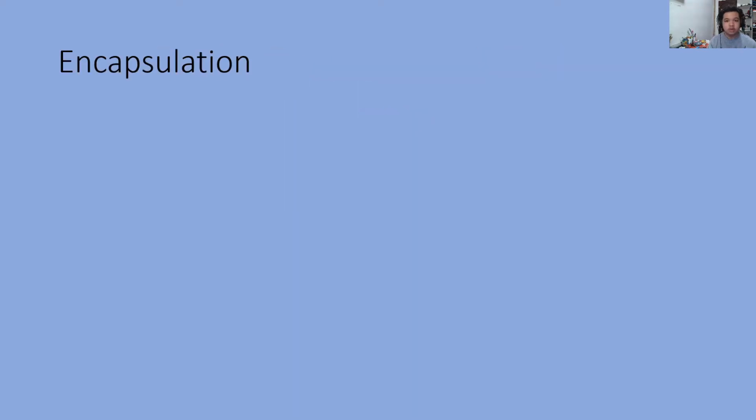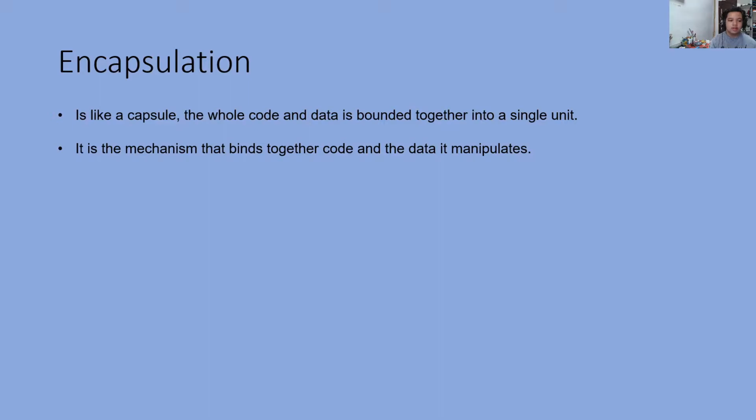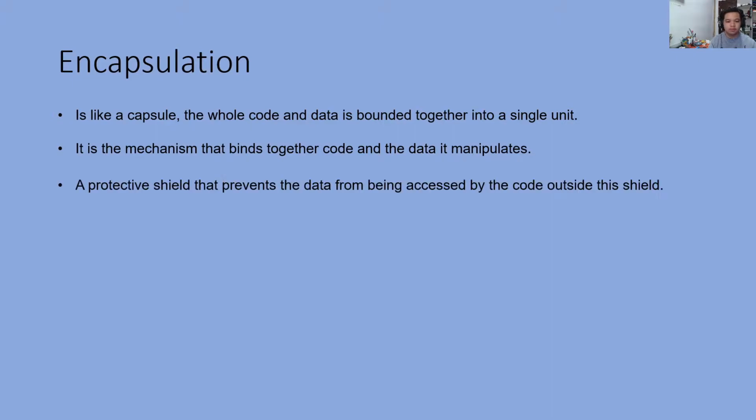So what is encapsulation? Encapsulation is like a capsule. The whole code and the data is bounded together into a single unit. It is the mechanism that binds together code and the data it manipulates. It's also a protective shield that prevents the data from being accessed by the code outside this shield.